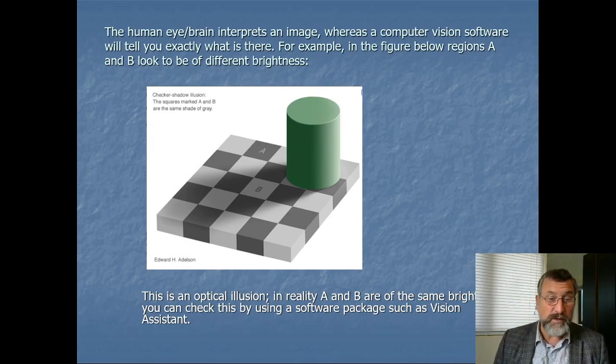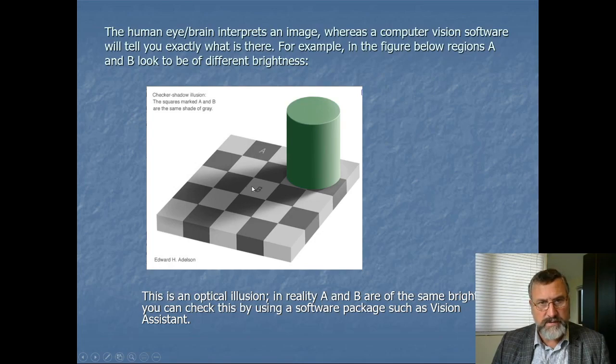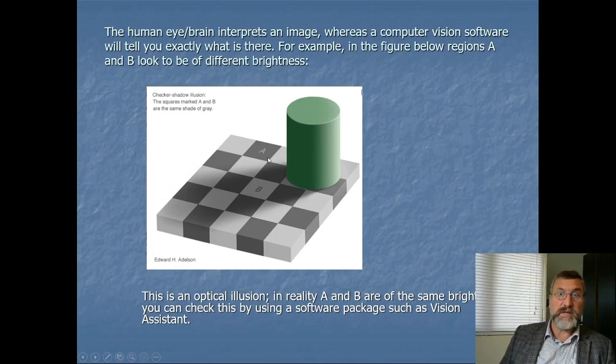Whereas when humans look at things, the brain can sometimes fool you a bit, and you can get optical illusions like this one. So can you believe it? But in this figure, this region A and this region B are actually of the same intensity or brightness, even though they look completely different to us. You can prove this by getting this image off the presentation and just analysing it in Vision Assistant, and you'll find that the grayscale will be the same here. The brain sees this cylinder and interprets this as a shadow, and thereby makes it look very different. But with software, we can see things exactly as they are.